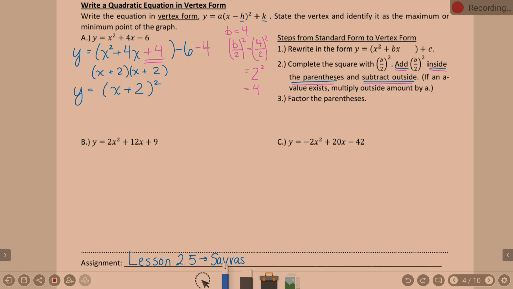And then what's outside? Minus 6 minus 4 becomes a minus 10. This right here is your vertex form. Just like that up there.